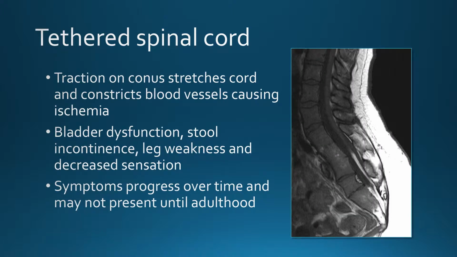So what is a tethered cord? So in tethering, there's traction on the conus. It stretches the cord, constricts the blood vessels, causing chronic ischemic change in the cord. The patients present with bladder dysfunction, stool incontinence, leg weakness, decreased sensation. They gradually progress over time. Sometimes they don't become noticeable until adulthood.